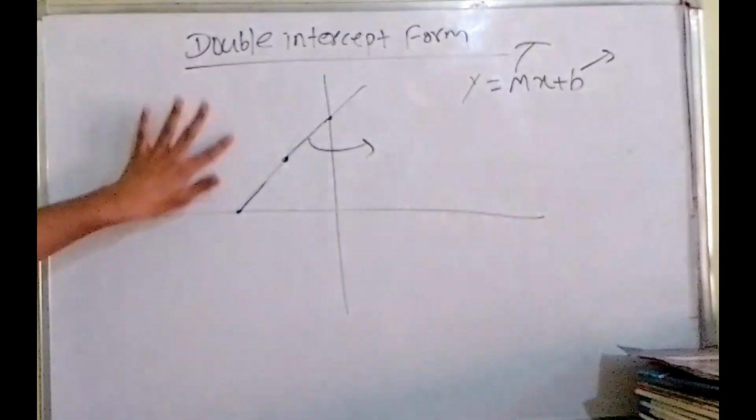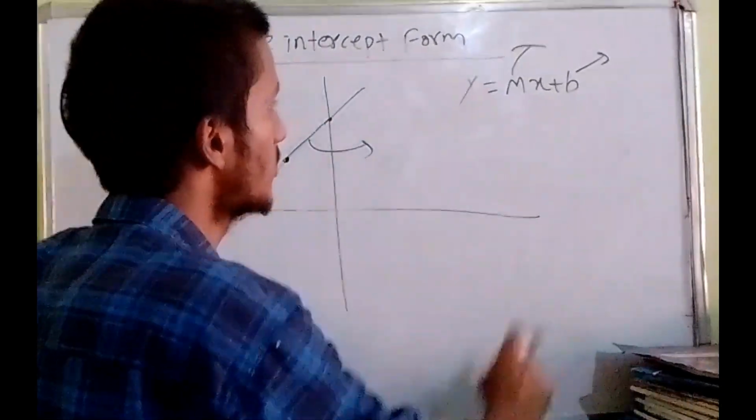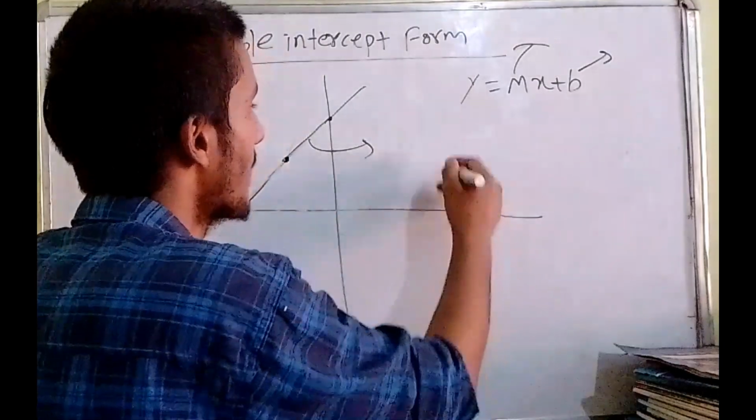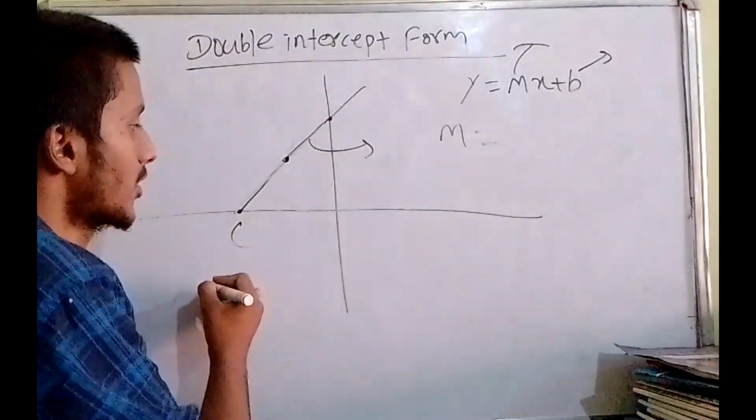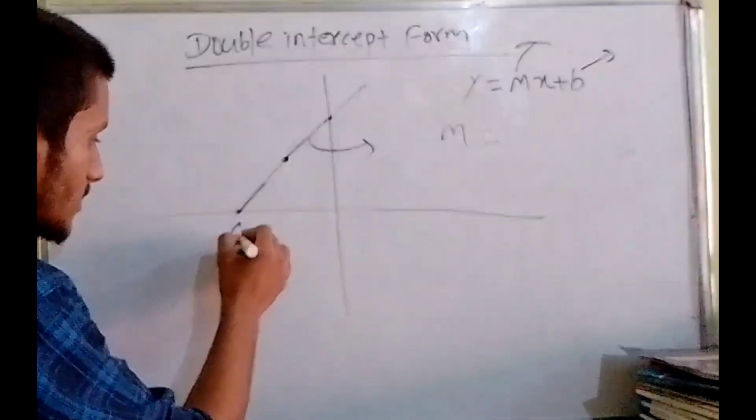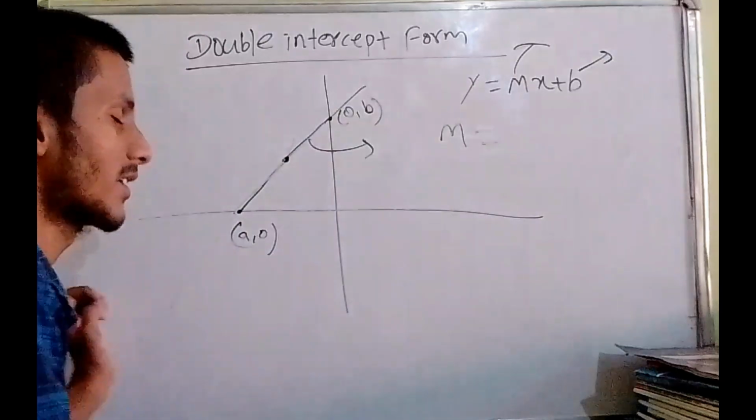So I'm going to write this. This will be using the same equation, y is equal to mx plus b. Let's derive m first here. So m will be what? Let's write the coordinates. It's going to be a comma 0, and it's going to be 0 comma b.